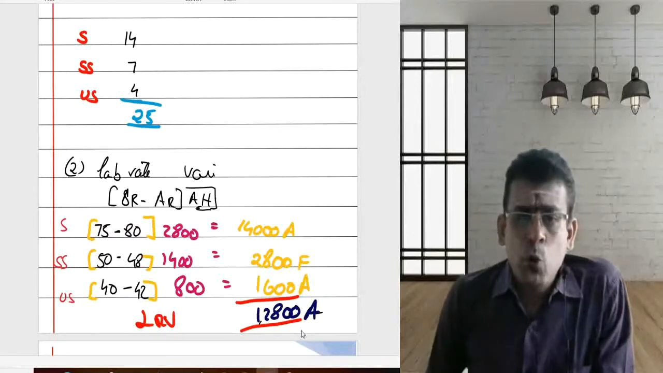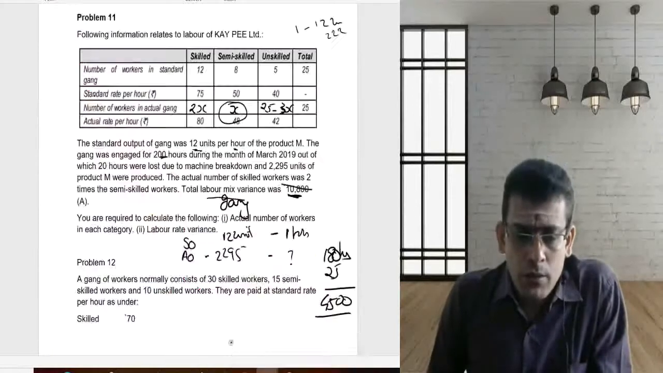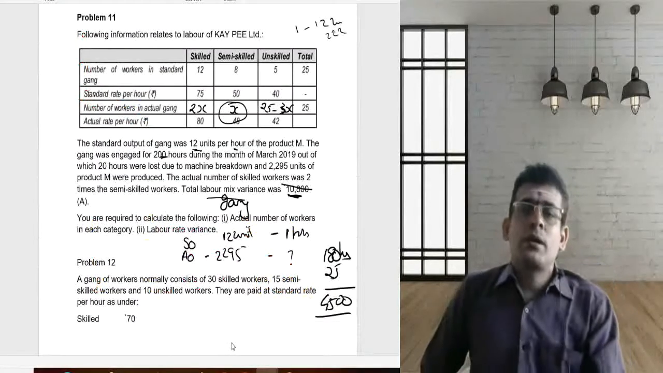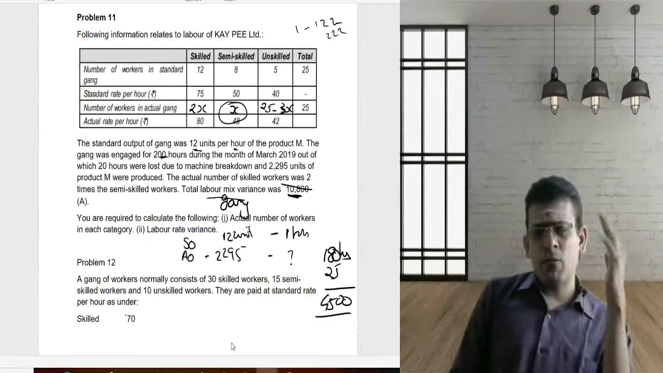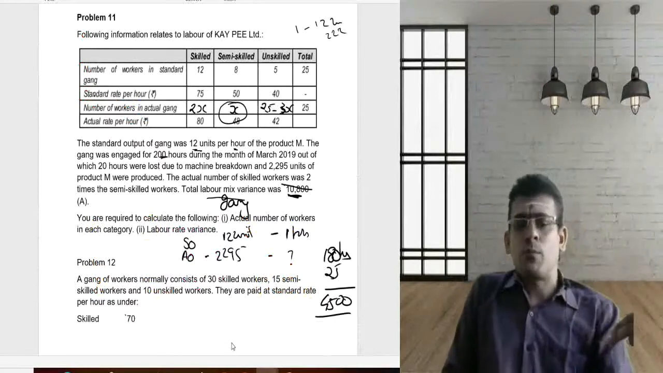That's the end of problem number 11. Now let us get into problem number 12. This problem number 12 I will discuss, and I want you to solve problem number 11.